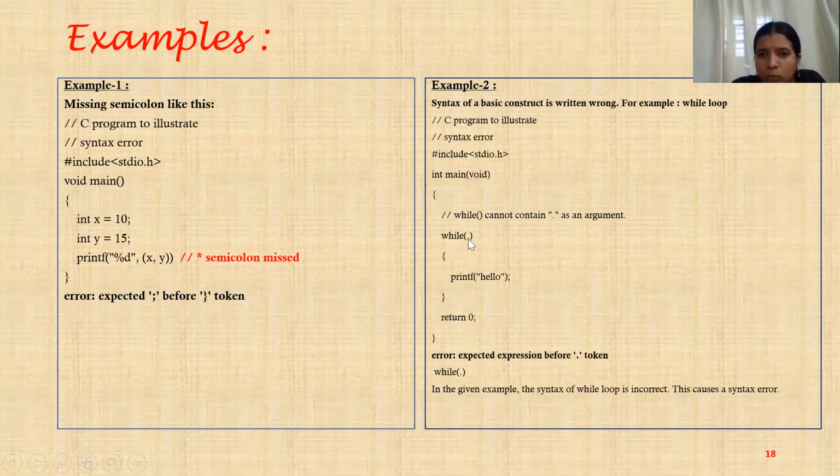In example 2, while is a loop which needs to have some condition inside. Because there is no condition, this program can't run. So it says you have some condition missing.